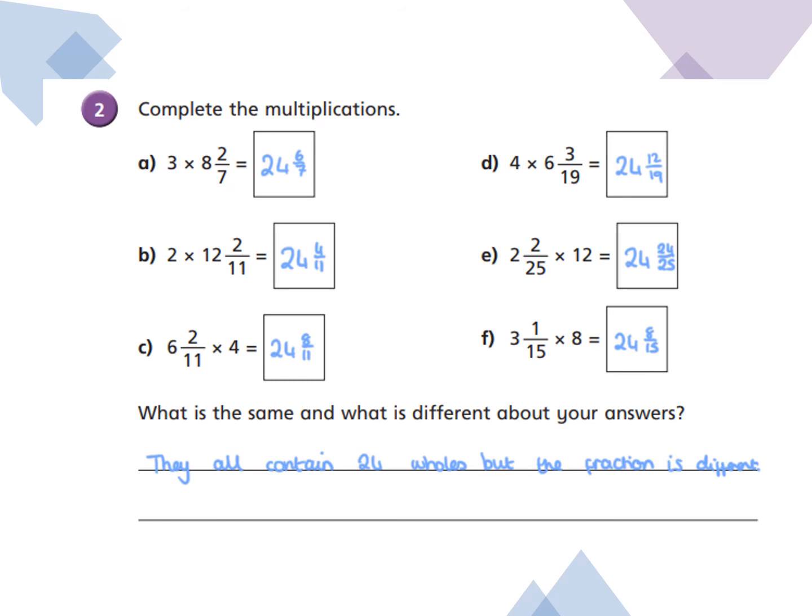After that, we've got E, 2 and 2/25 times 12. So we do the 2 whole ones times 12, that gives you 24. Then 12 times 2/25 is 24 over 25. Finally, with F, it's 3 times 8 whole ones, that gives you 24. And then 8 times 1/15. The 15 stays the same, and 8 times 1, hopefully everybody knows, is 8. So 24 and 8/15. And as we've said at the bottom, they all contain 24 wholes, but the fraction is different.